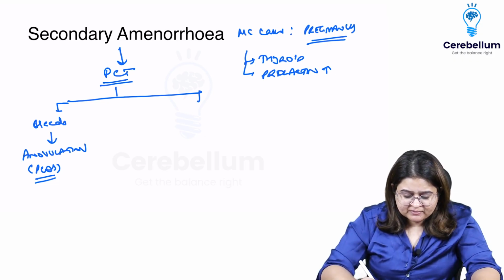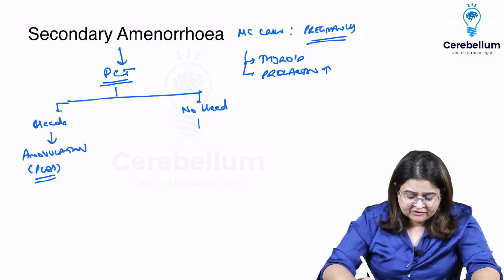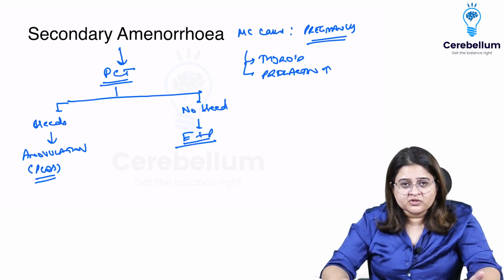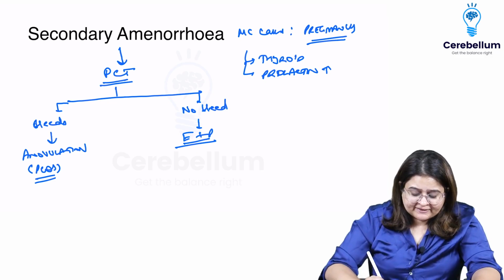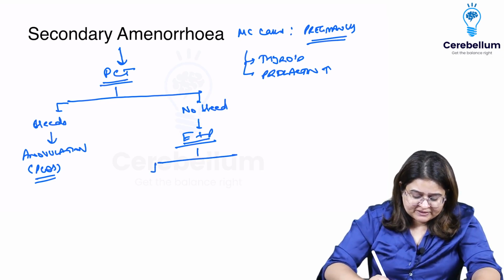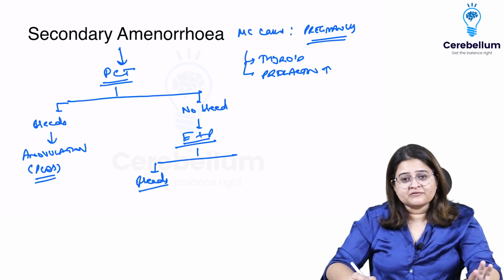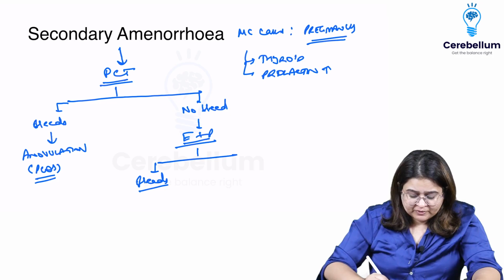Now, if she doesn't bleed on giving progesterone, what do we do next? We give her estrogen and progesterone. So we give her both estrogen and then progesterone, and then see what happens. Now, if she bleeds on estrogen plus progesterone, that means she was estrogen deficient also. And what could be a possible cause?